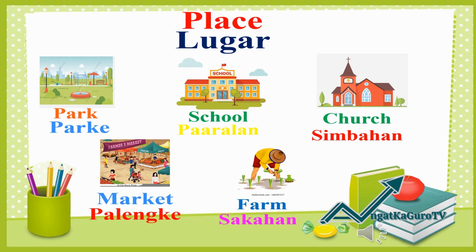Examples of place o lugar: park, parke, school, paaralan, church, simbahan, market, palengke, farm, sakahan.